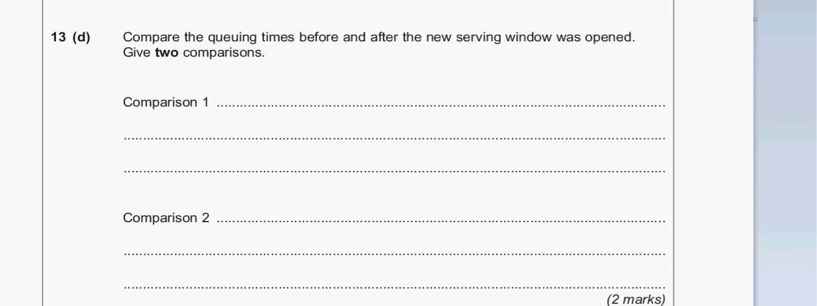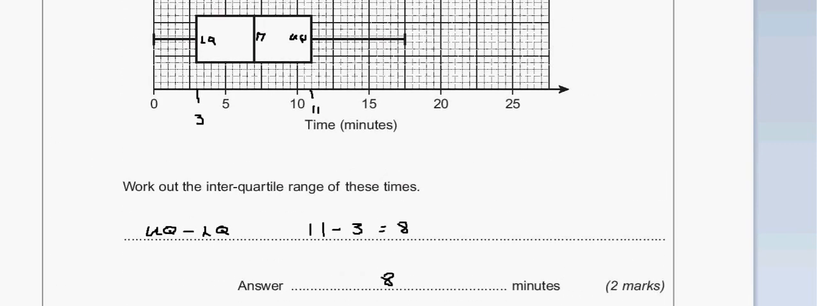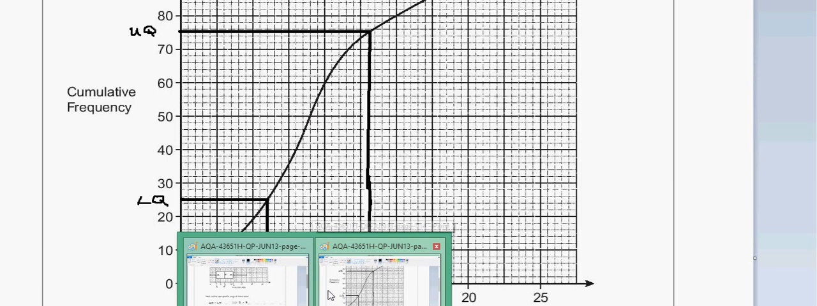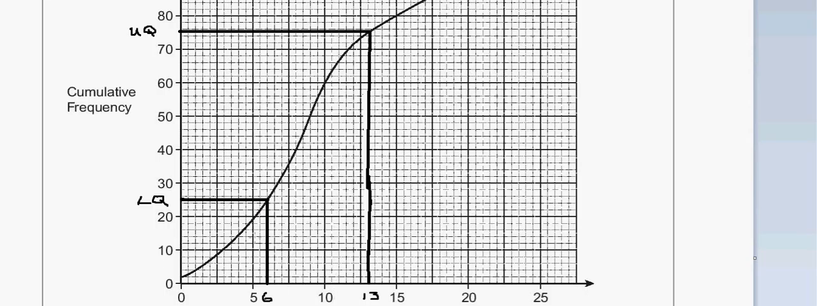Now, part D, compare the queuing times before and after the new serving window was opened. So in the previous graph we had the old window and now we have the new window. We have a median of 7. This is our median. If we go back to our previous one, our median came in at 9.